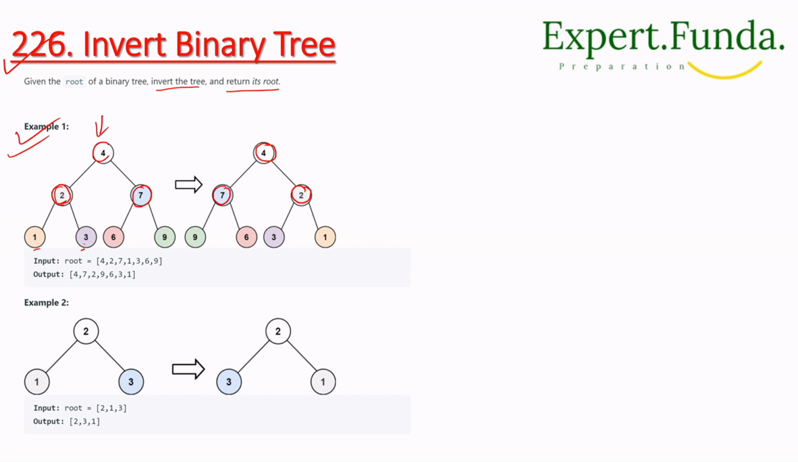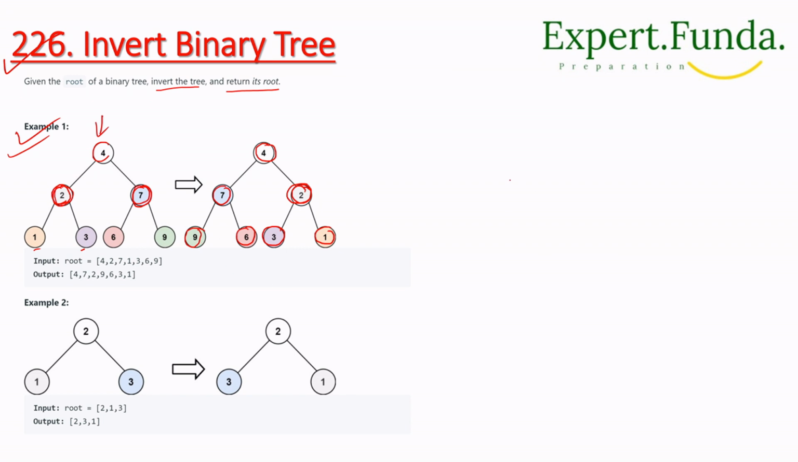So when we go to the root 2, its children, the left will go to the right and the right will go to the left. So the right, 3, is coming to the left and the left is going to the right. Similarly for the subtree of root 7, 6 and 9 are interchanged. So 9 is coming to the left and 6 is going to the right, and similarly for this one.